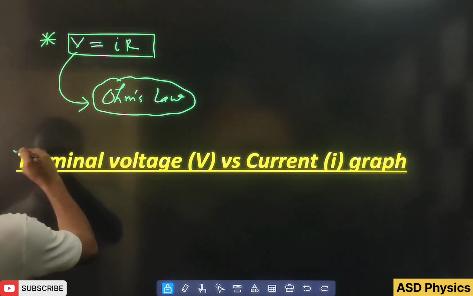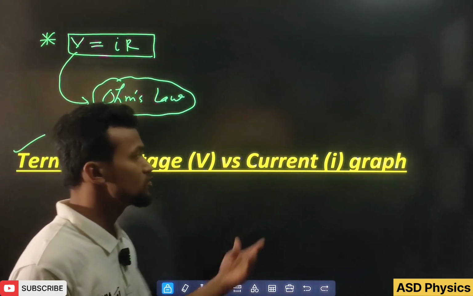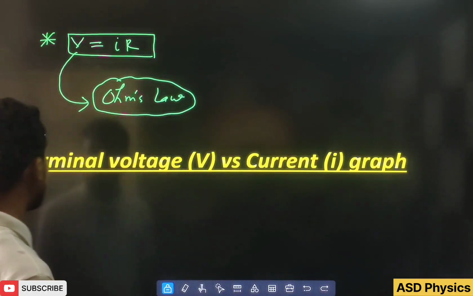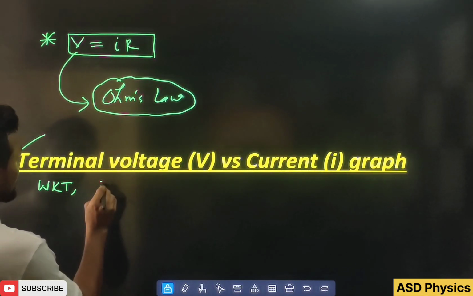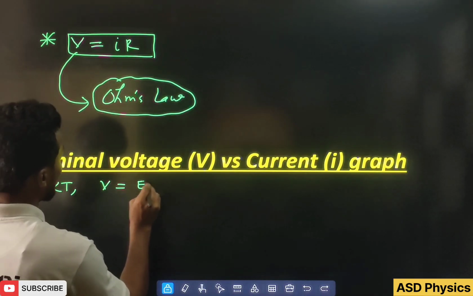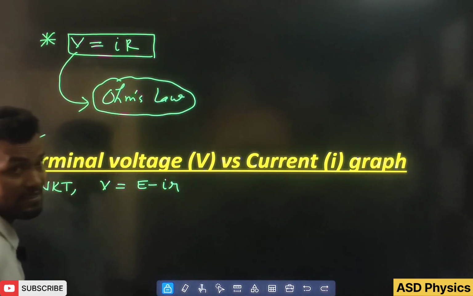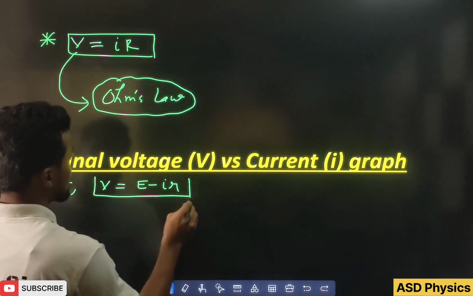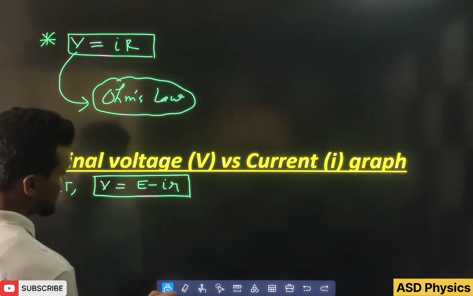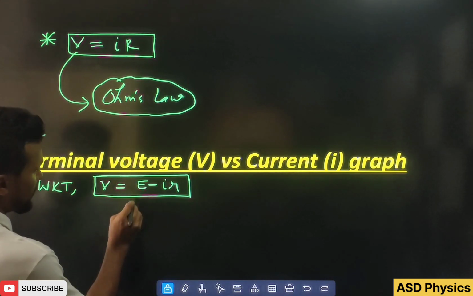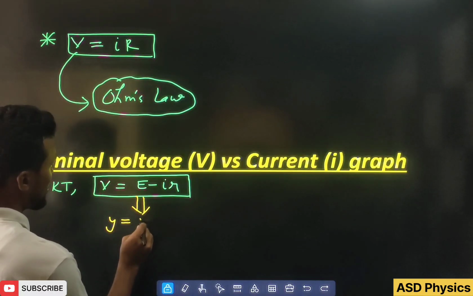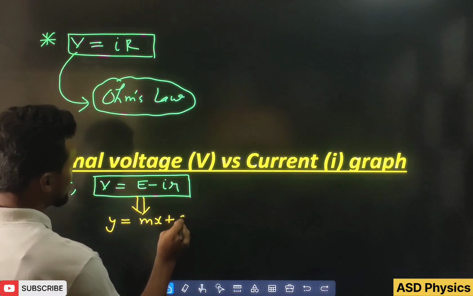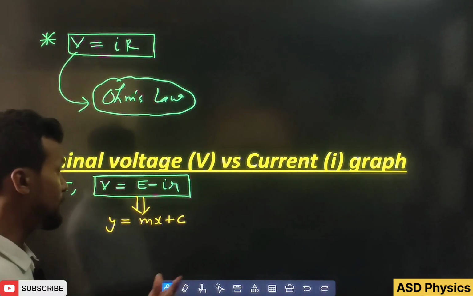Now after that, if we see here the terminal voltage versus current graph. As we know, very, very important, V equal to E minus IR. This is the expression. From here the question came, that's why we are seeing it in detail. After that, if I compare this equation with y equal to mx plus c.